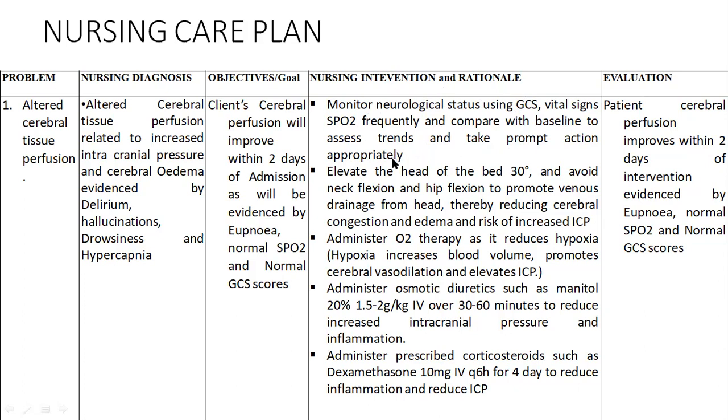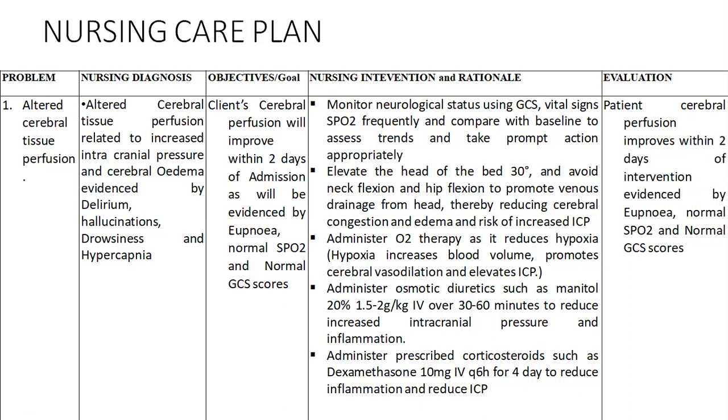Then we want to elevate the head end of the bed at 30 degrees in order to avoid neck flexion and hip flexion, and also to promote venous drainage from the head, thereby reducing cerebral congestion and edema and reducing intracranial pressure. So we are intervening to reduce or to alleviate or to correct the altered cerebral tissue perfusion. Then we're going to administer oxygen therapy as it reduces hypoxia. So we know that hypoxia increases blood volume, promotes cerebral vasodilatation, and it elevates intracranial pressure.